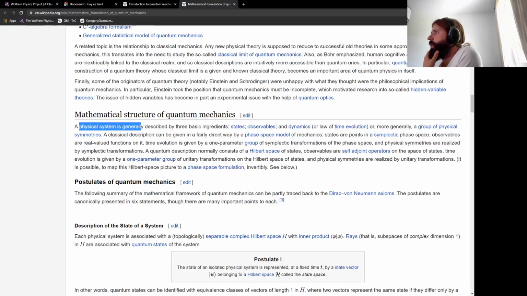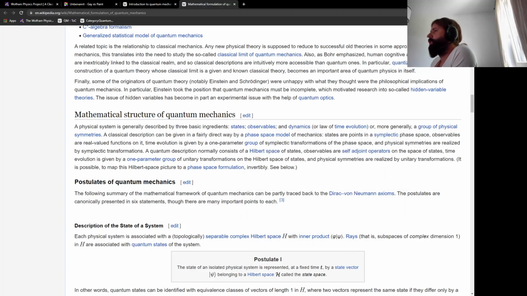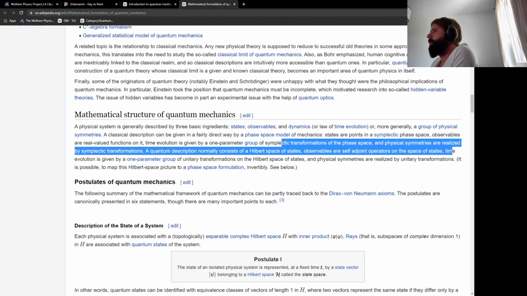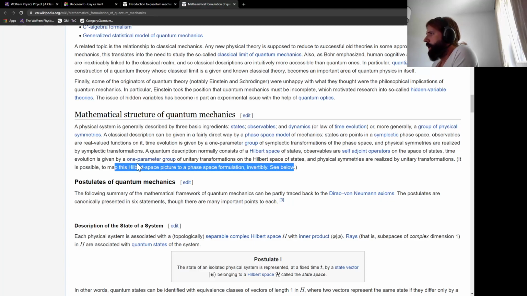A physical system is generally described by 3 basic ingredients: states, observables, and dynamics. A group of physical symmetries. Classical description can be given in a fairly direct way by a phase space model. Symplectic phase space, observables are real valued functions on it. Time evolution is given by a one-parameter group of, okay, this is just too abstract. Quantum description normally consists of a Hilbert space of states. Yeah, okay, but if we talk about Hilbert space, we're talking about some concrete formulation here, right? Okay, no, yeah, but you can map stuff.